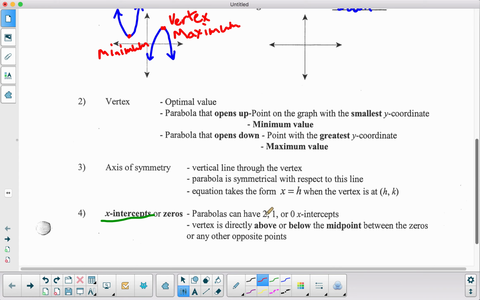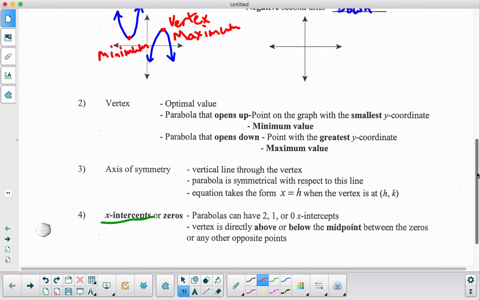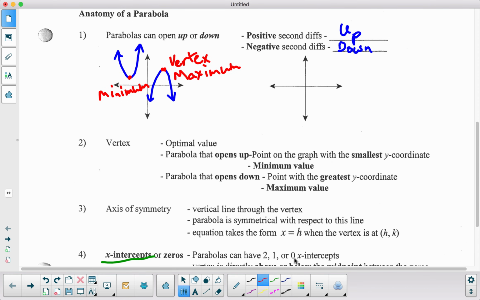Now it says here, parabolas can have 2 or 1 or 0 x-intercepts. Well, let's look at those three different cases. So for a parabola to have 2 x-intercepts, well, you could have a parabola that opens up where the vertex is below the x-axis, like this. So there's 2 x-intercepts. The vertex could also be above the x-axis and the parabola opens down. That would create 2 x-intercepts, 2 places where the parabola crosses the x-axis.